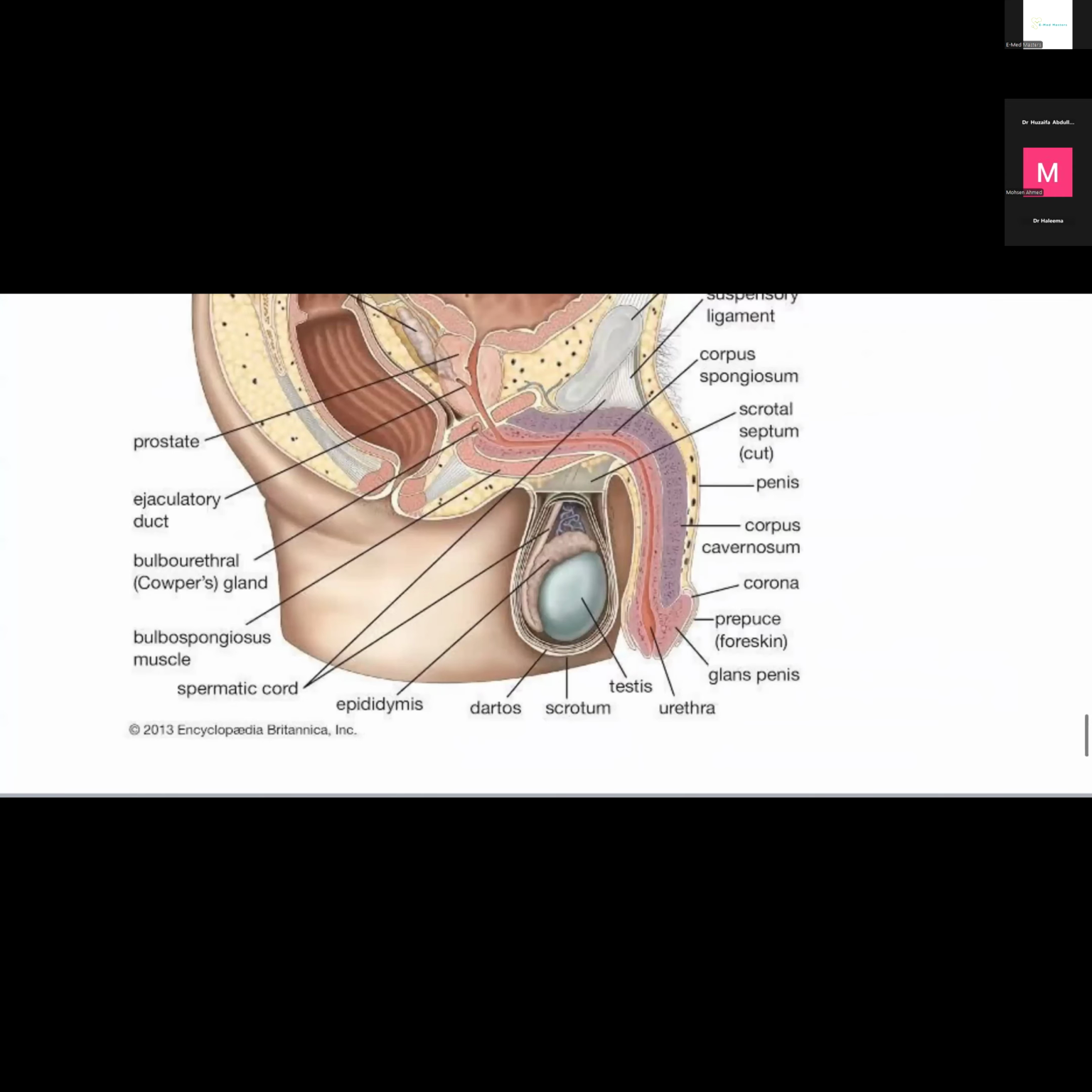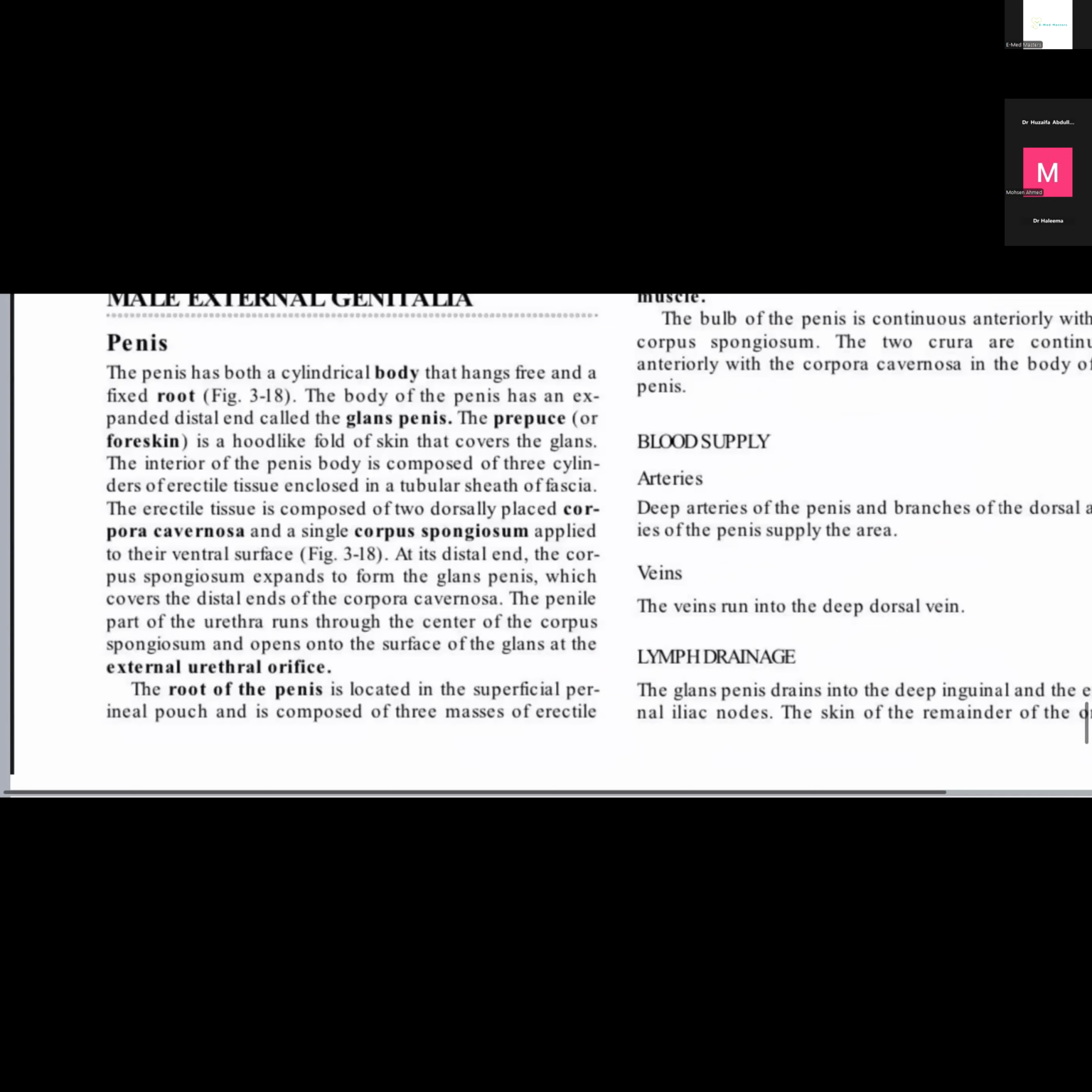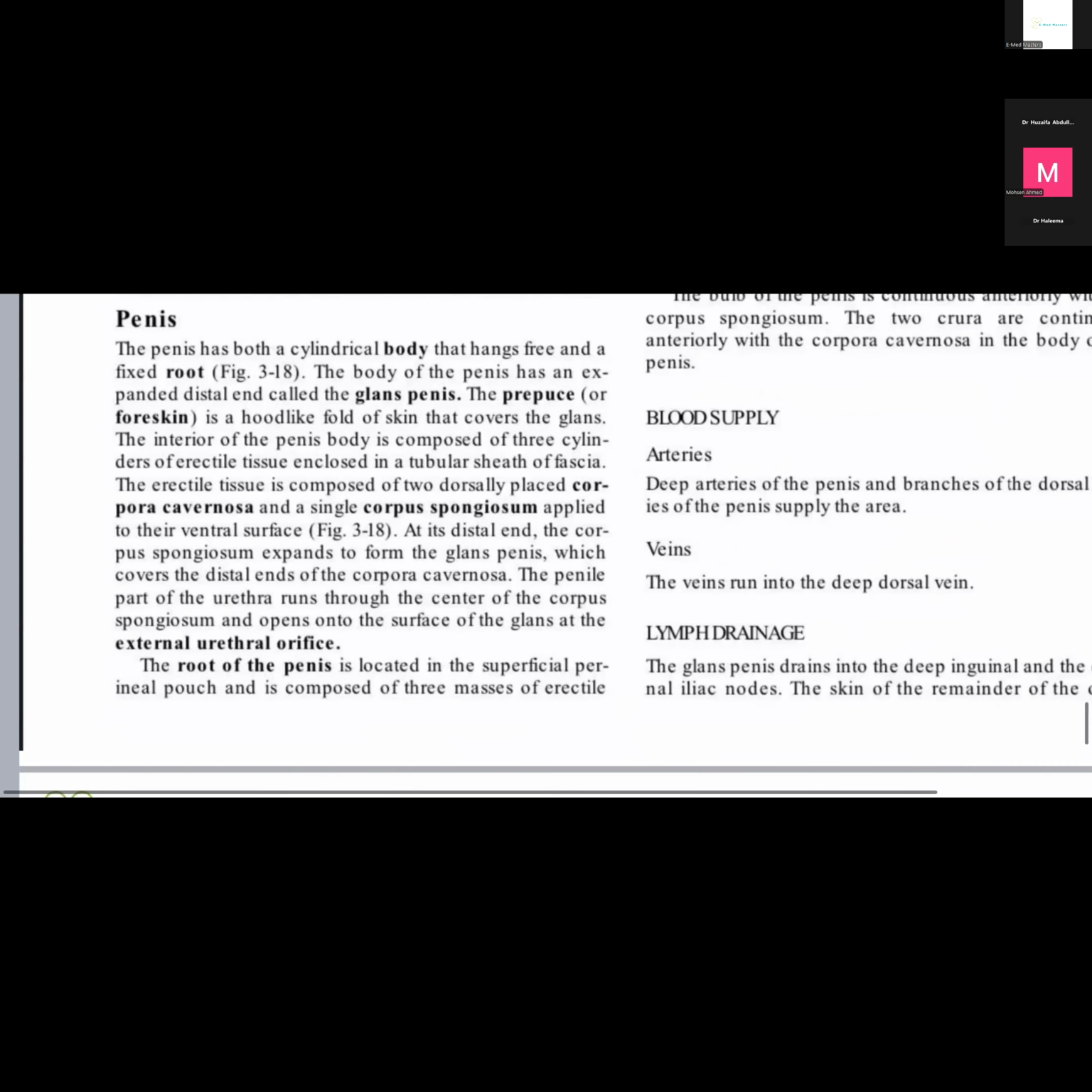The body has an expanded distal end called the glans penis. And the prepuce or foreskin is a hood-like fold of skin that covers the glans. So the interior anatomy of the penis is important regarding the MCQs.